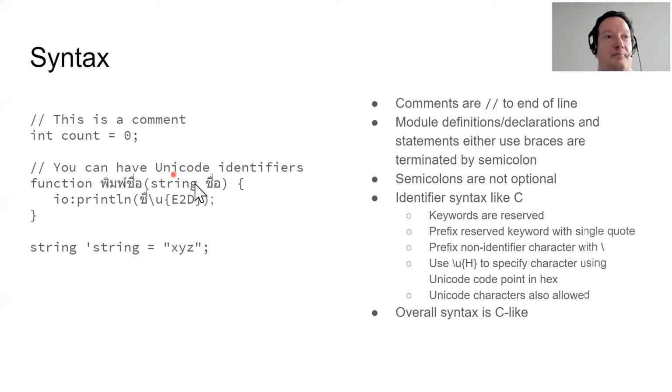And we support Unicode. So here's a Unicode function name. Here's another one. You have a couple of different ways of escaping Unicode in order to use it in identifiers. You can put the code point in \u curly braces. This is JavaScript escape syntax. But overall, the syntactic form is very C-like.